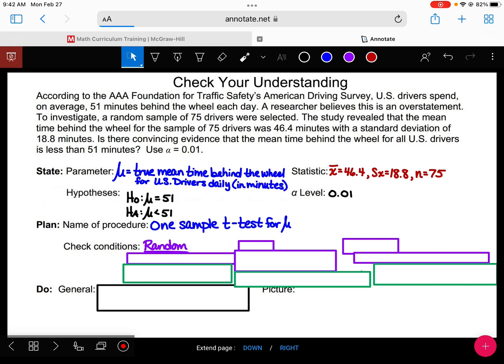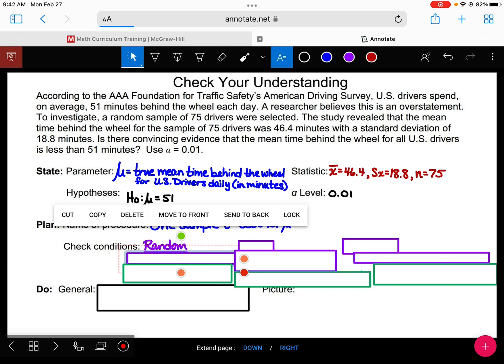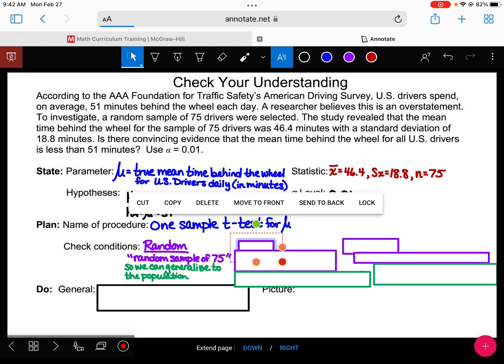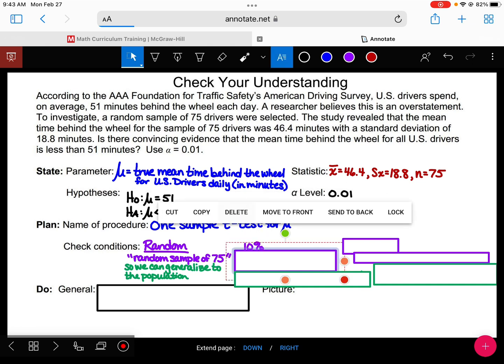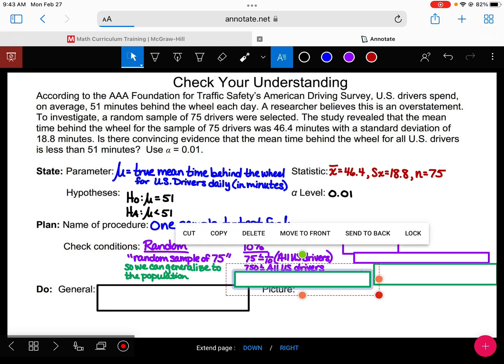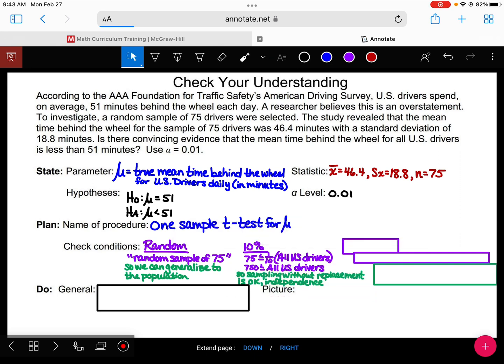Our conditions, we have the random condition. It says a random sample of 75, so we've got that one. That's so we can generalize to the population of all US drivers. We have our 10% condition. 75 is less than or equal to 1/10 of all US drivers. That is definitely true. That allows me to sample without replacement, so I get independence.